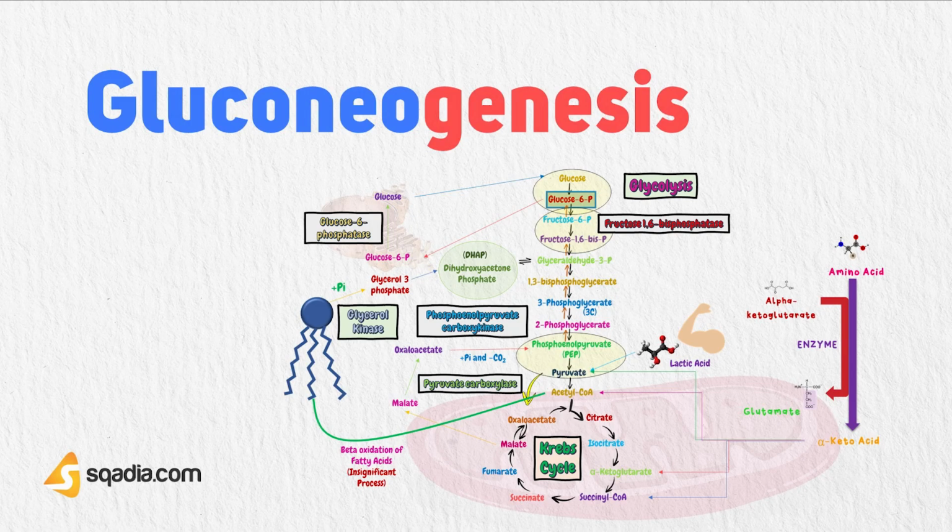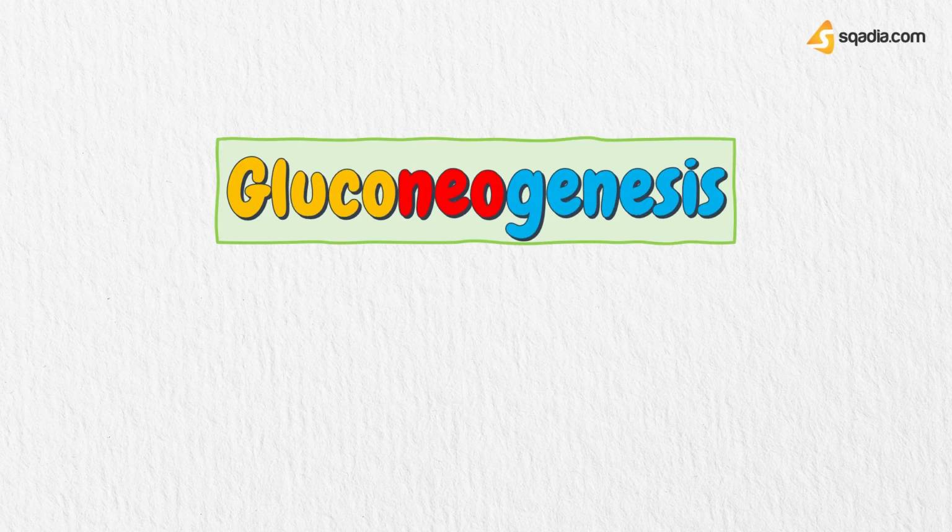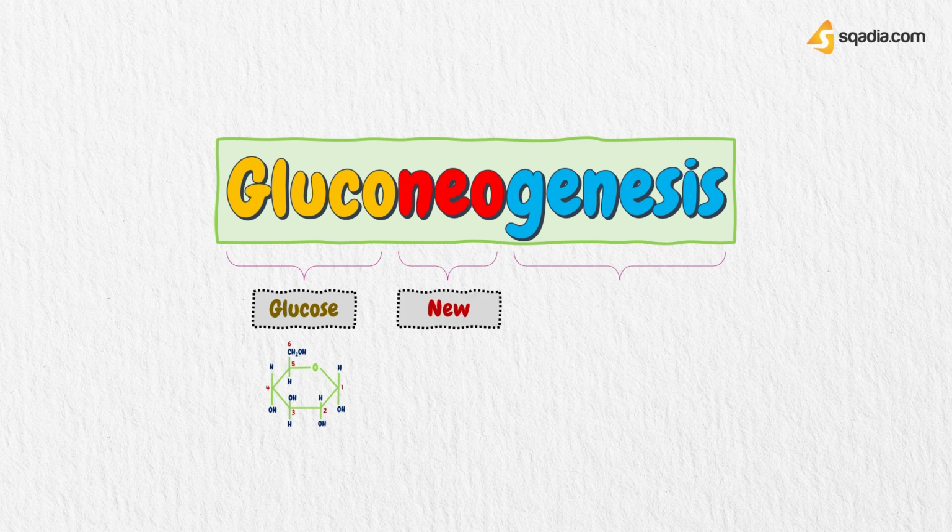So the topic of discussion today is gluconeogenesis. So what is gluconeogenesis? Let us divide the word into three parts, as you can see in the writing here. Gluco means glucose, neo means new, and genesis means generation. So if we look at the whole word, it would be generation of new glucose. Gluconeogenesis is the production of glucose from non-carbohydrate molecules.